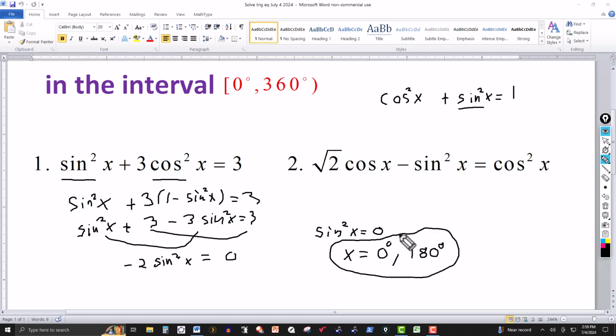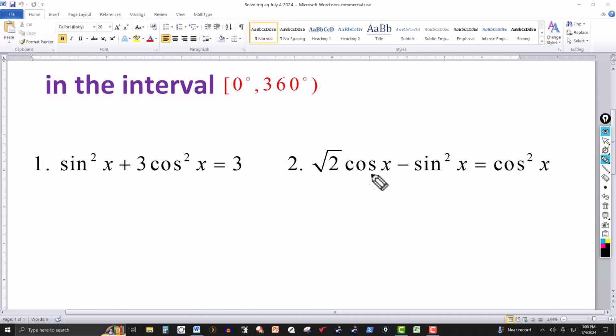Now those are two solutions in the interval from 0 to 360. Keep in mind that if a trig equation has a solution, it has an infinity of solutions because the function is periodic. We just add a multiple of the period and we get another solution. But we're only interested in the ones between 0 and 360. So that's the solution for this one.